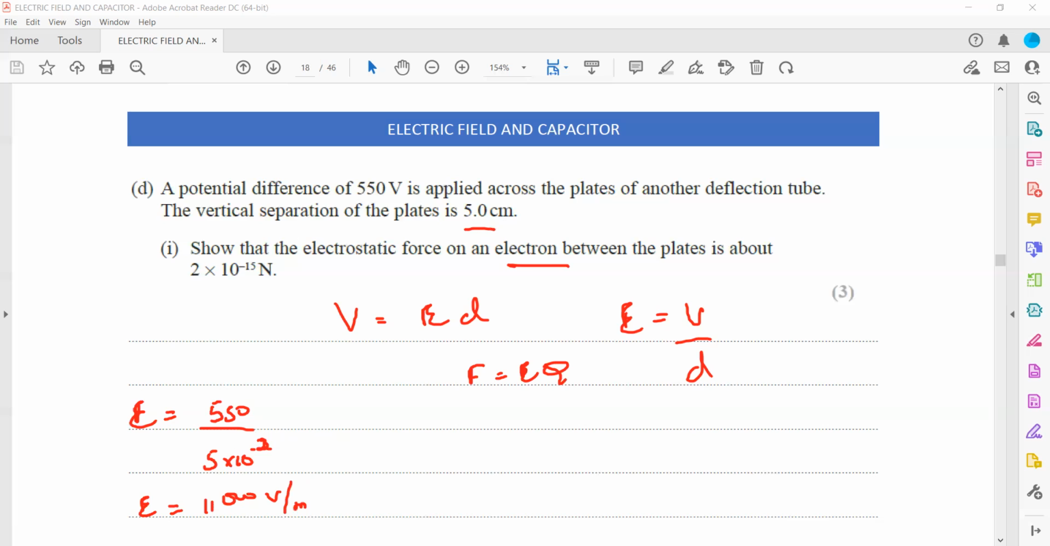Now after getting that, we need the force. The strength of the electric field is 11,000 and the charge of one electron is 1.6 times 10 to the power minus 19. When we multiply them, we get the force, which is 1.77 times 10 to the power minus 15 newtons, which is about 2 times 10 to the power minus 15. Is it clear, this part D1, what is the force experienced by the electron when it is moving between the plates?